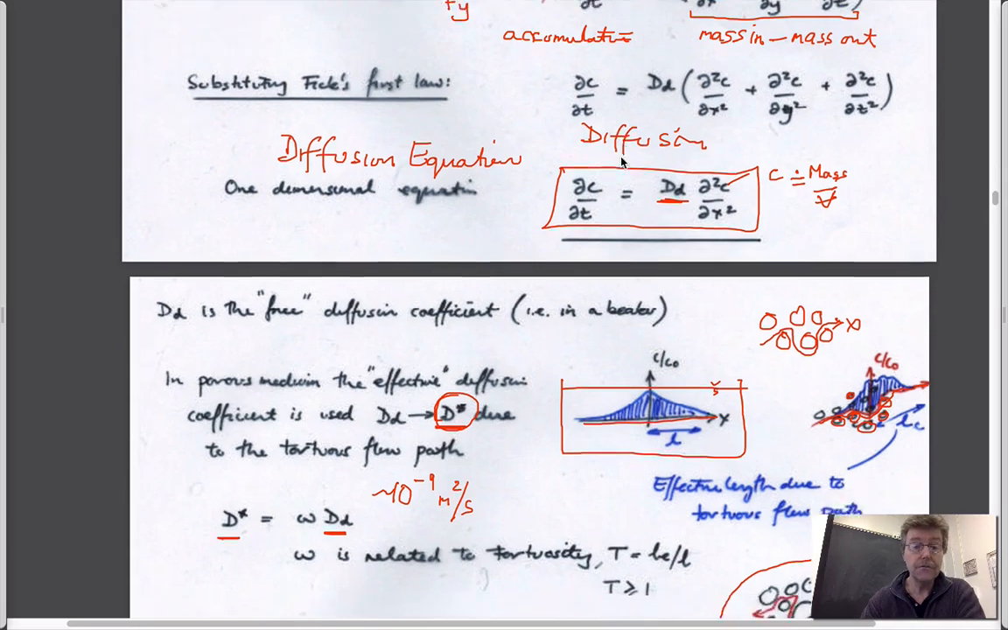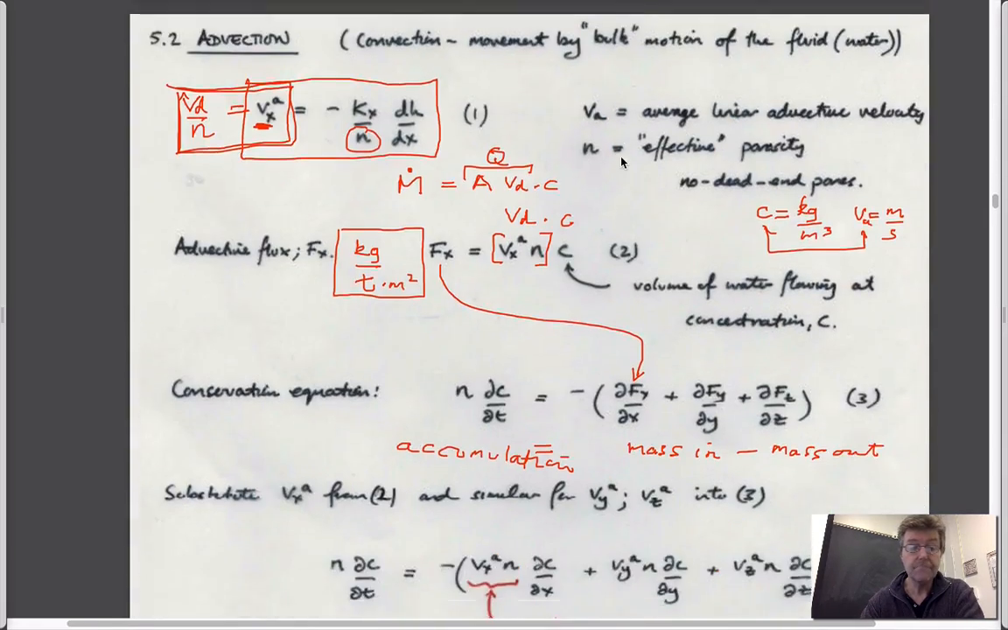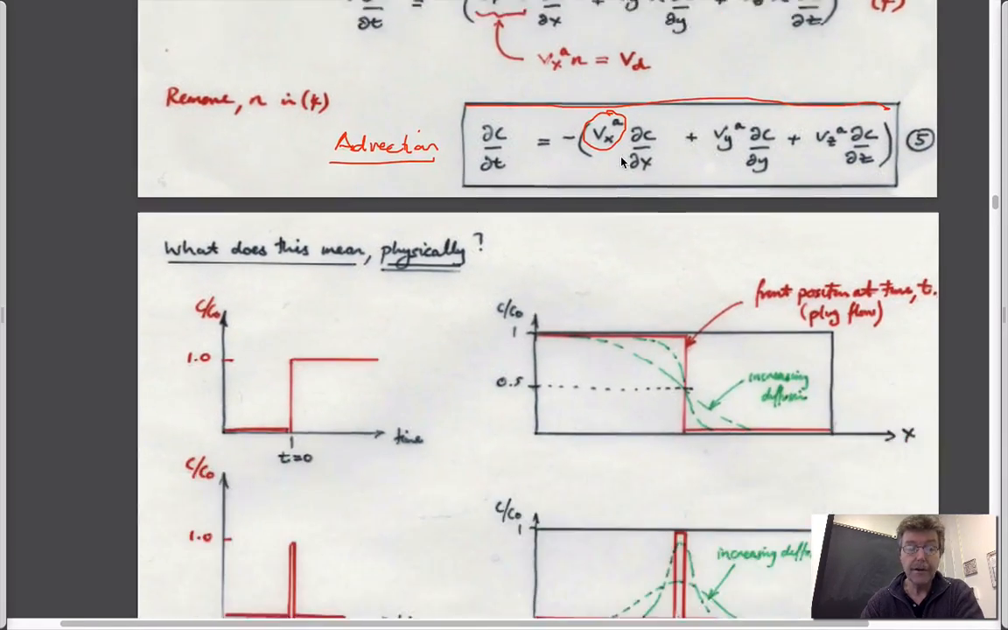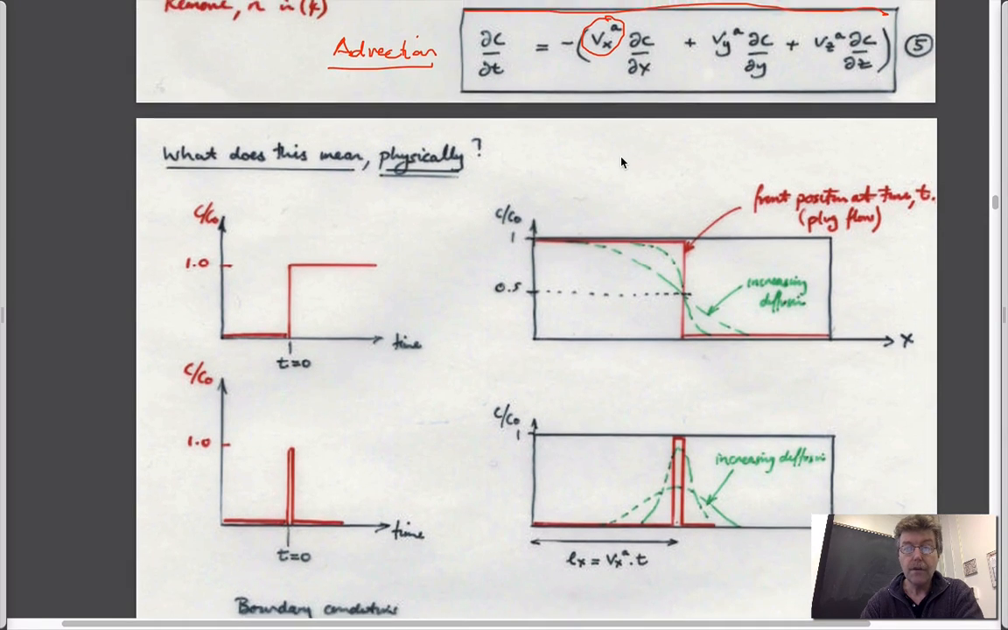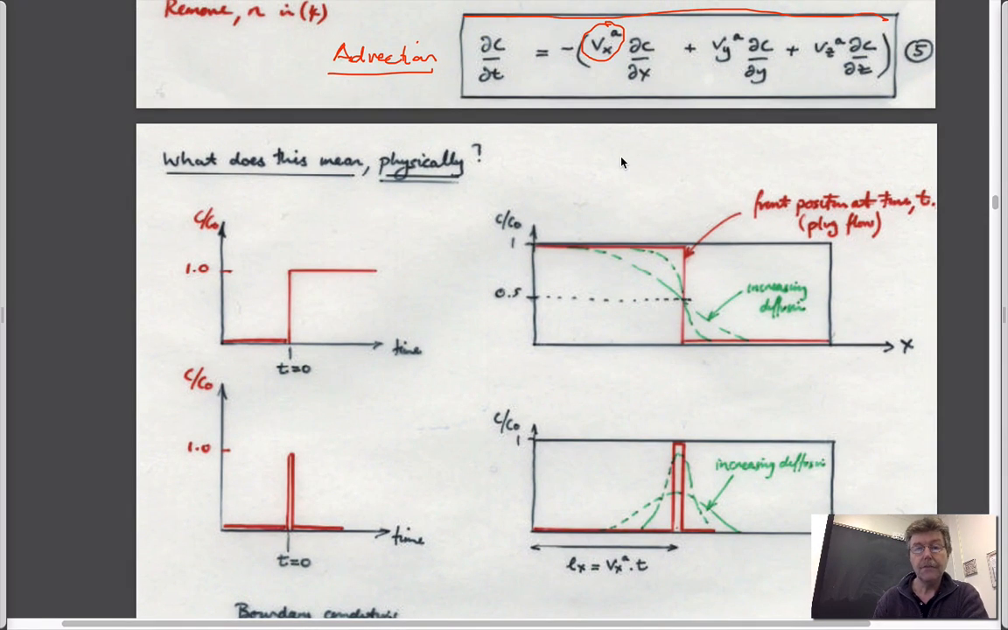And we could take those two effects and add them together. And I don't particularly care about this expression, only to make the point that if we look at the advection-diffusion equation, it would look something like this. Change in concentration with time.